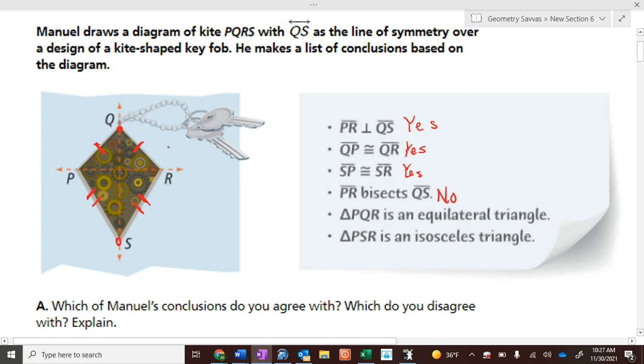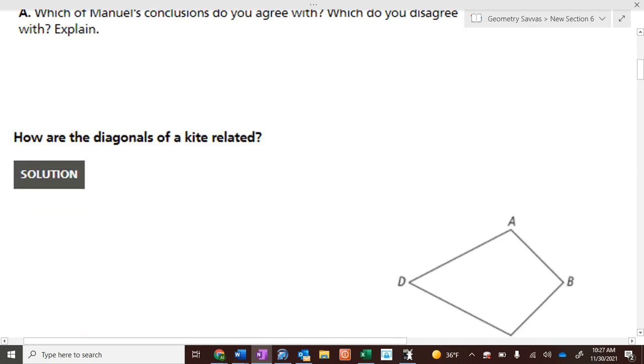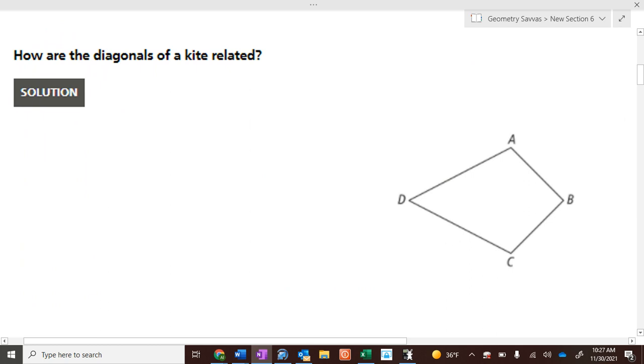Does it look like PQR is an equilateral triangle? No, not especially. Is PSR an isosceles triangle? Yes, because it has two congruent sides, so that would be a yes. Okay, so what we'll do is learn about various things about kites.